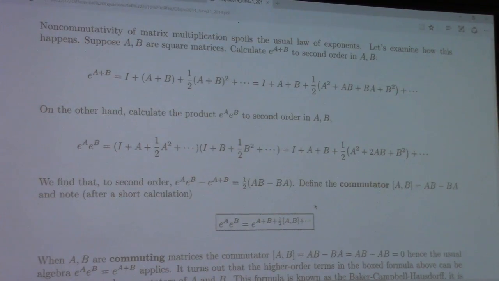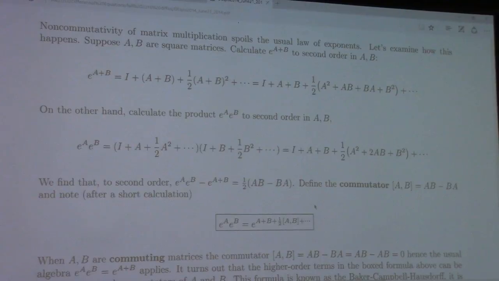So if we calculate e^(A+B), just kind of a different way to look at the calculation I was going through at the end of class last time. But e^(A+B) is I plus (A+B) plus 1/2 (A+B) squared, right? Which is I plus A plus B plus 1/2 (A squared plus AB plus BA plus B squared), when you multiply that out. On the other hand, if you just multiply e^A times e^B, to second order you get I plus A plus B plus 1/2 (A squared plus 2AB plus B squared). All right. We got that out of our system last time, right?